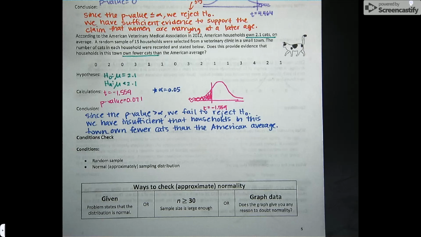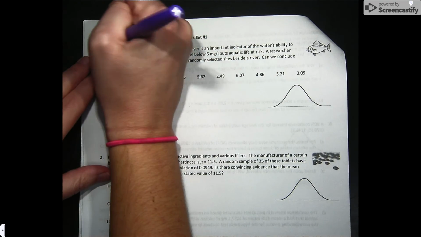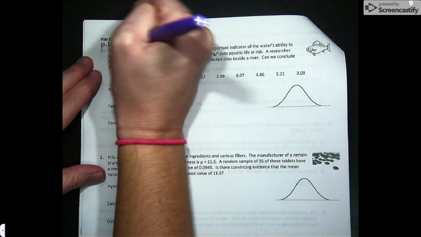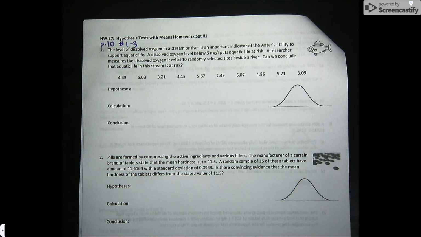So we are going to practice this a couple times in your homework. So we're going to talk about your homework now, just so you know what is expected of you, because there will be short answer on your quiz and test. So flipping to page 10, you have 3 problems in your homework. On page 10, numbers 1 through 3. But notice how you have to write hypotheses. You have to find your calculations and your conclusion.